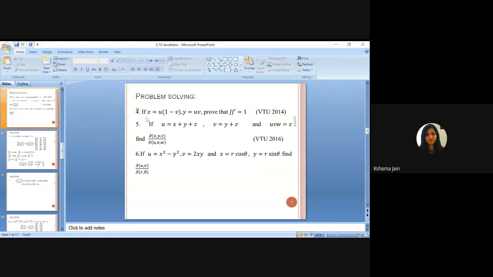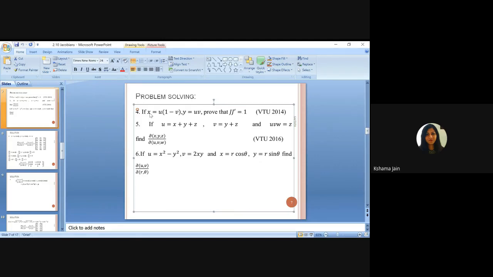Yeah. If x equals u into 1 minus v, and y equals u into v. Here, x and y are depending on u and v. See, the situation is reversed. Till now, we have done u and v depending on x and y. But here in this problem, x and y are depending on u and v. Prove that j dash equals 1. So our work is to find out j and j dash. And if we multiply, we should get 1. Then our theorem is proved.